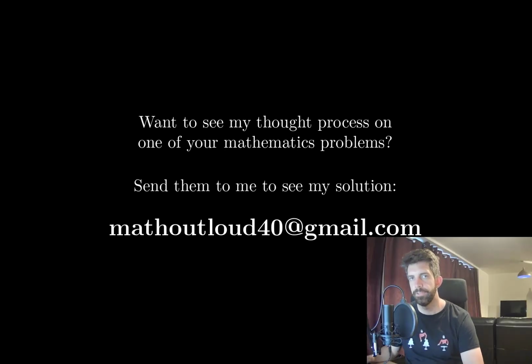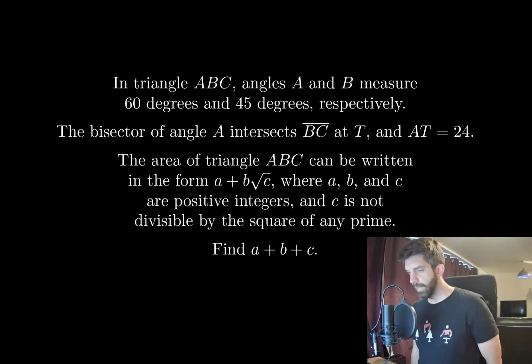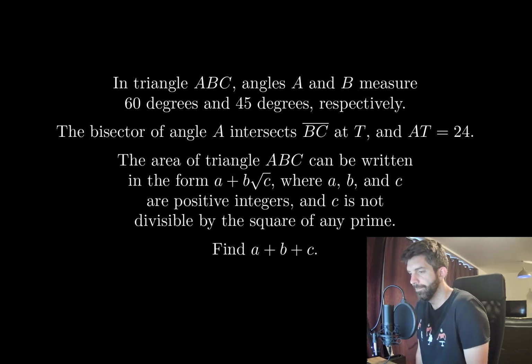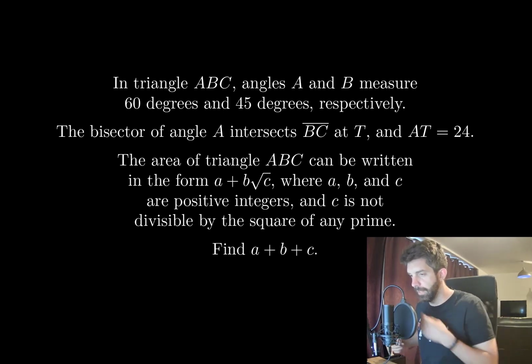Hello everyone, let's take a look at our next problem. In triangle ABC, angles A and B measure 60 degrees and 45 degrees respectively. The bisector of angle A intersects BC at T, and AT is equal to 24. The area of triangle ABC can be written in the form A plus B times root C, where A, B, and C are positive integers and C is not divisible by the square of any prime. Find A plus B plus C.